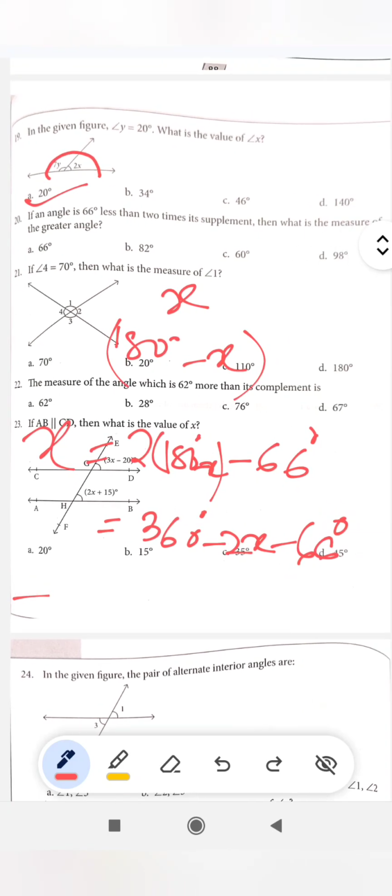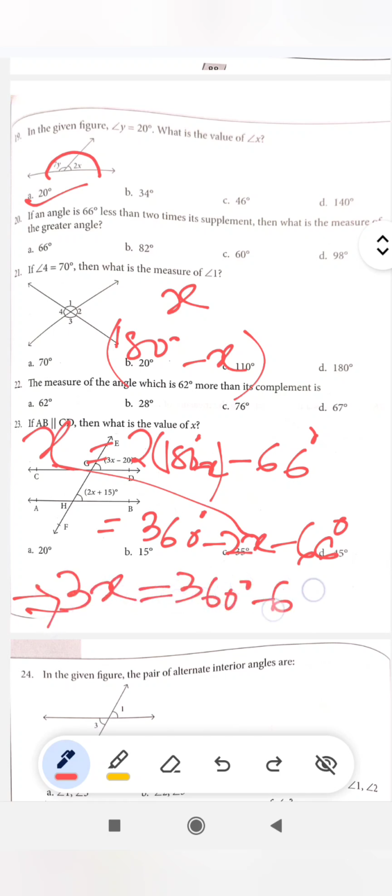Okay, so x is equal to 2 into 180 degree, which is 360 degree minus 2x, minus 66 degree. So here this minus 2x will go to that side. It will be x plus 2x is equal to 3x. That is equal to 360 degree minus 66 degree, that is equal to 294 degree. So x is equal to 294 divided by 3. 3 9s are 27, then 3 8s are 24. So this one is 98 degree.